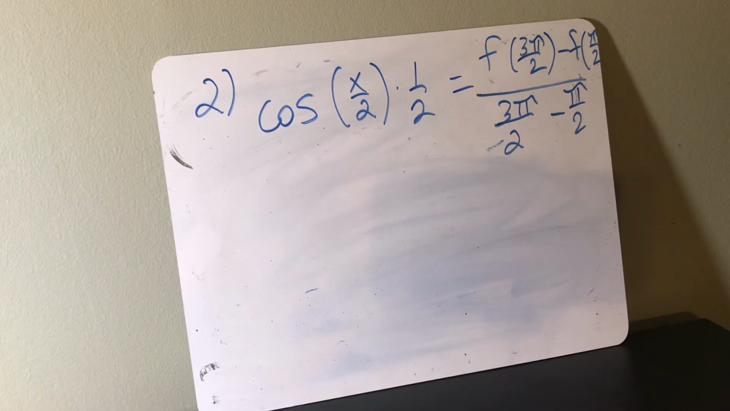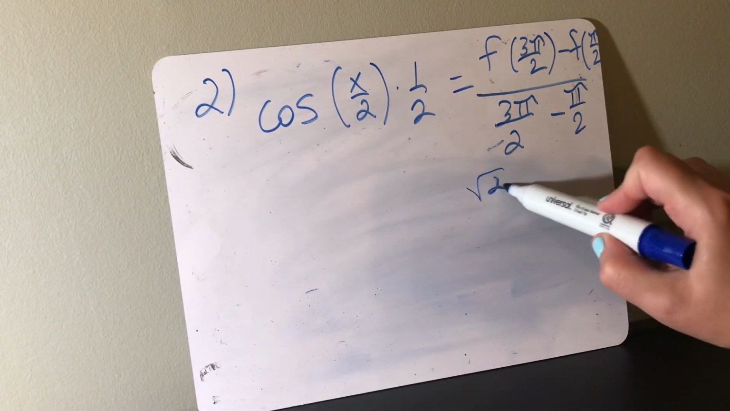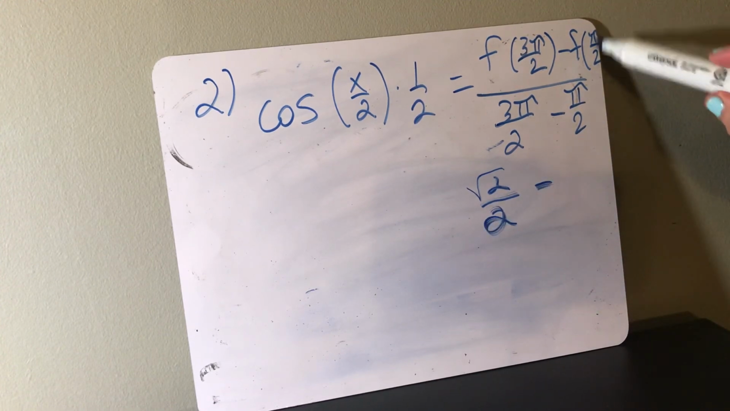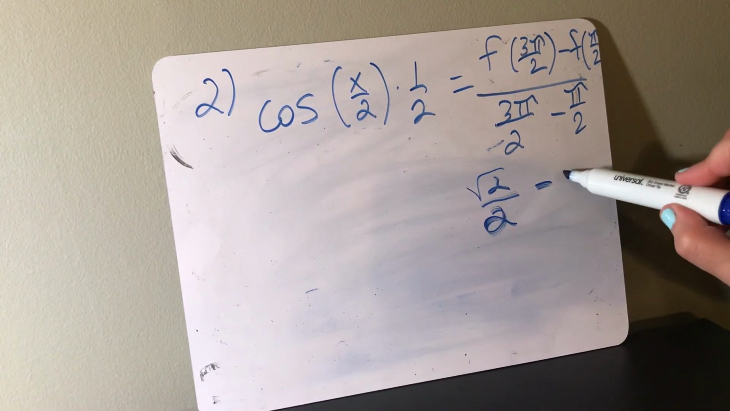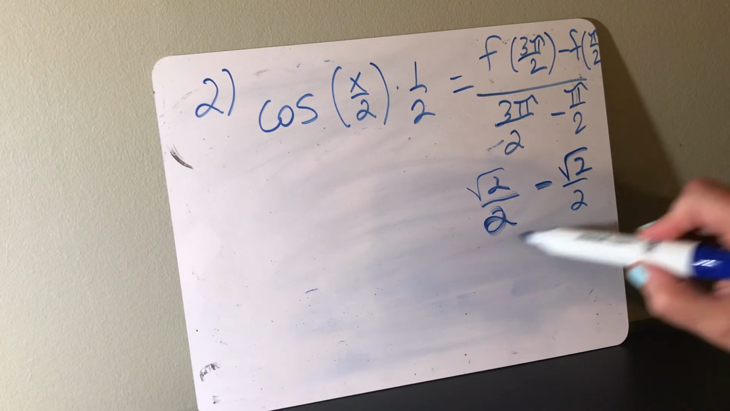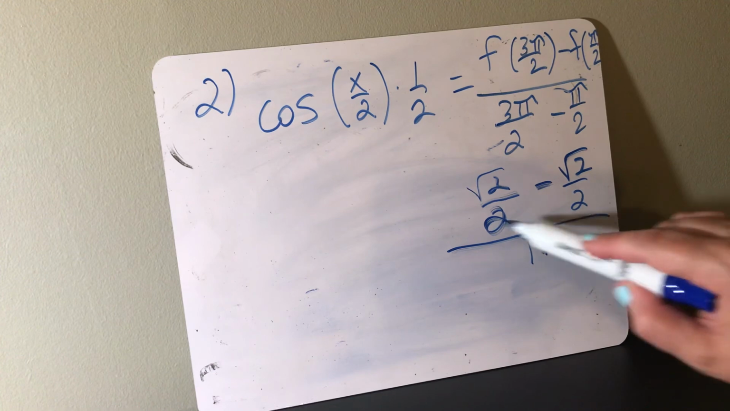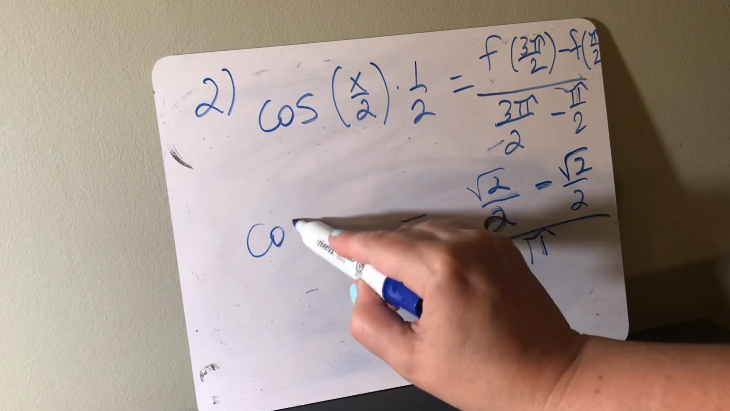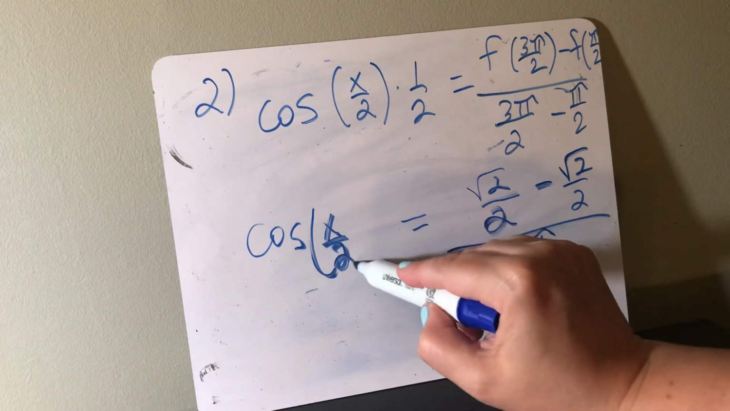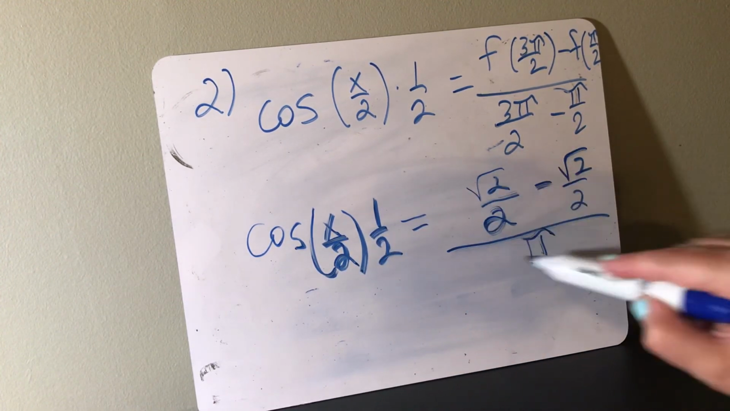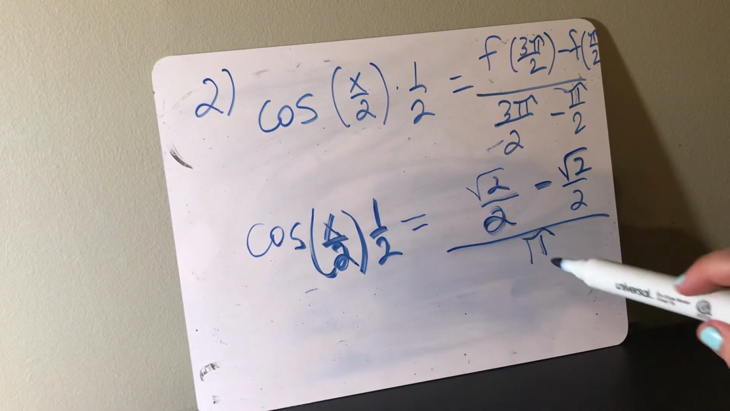I would probably leave the left side alone, and I would go to clean this up. So if you plug in 3 pi over 2 into your function, you should get the square root of 2 over 2. Plug in pi over 2 into your function, you also get the square root of 2 over 2. This denominator, when I subtract those, I'm going to get 2 pi over 2, which would simplify to just pi. So if I'm going to solve this for x, this right side here has turned into 0 over pi, or just 0.